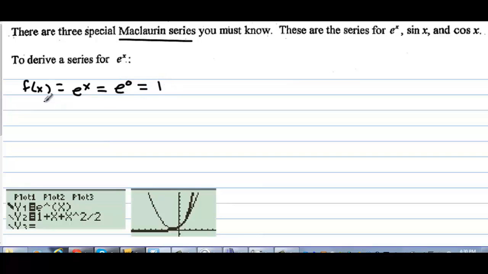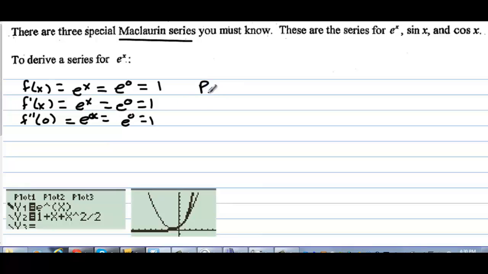e to the 0 is 1, and then f prime of x is equal to e to the x. That's e to the 0, that's 1. The second derivative, actually we're doing this at 0, is e to the 0. That's 1. That was e to the x. e to the 0 equals 1.